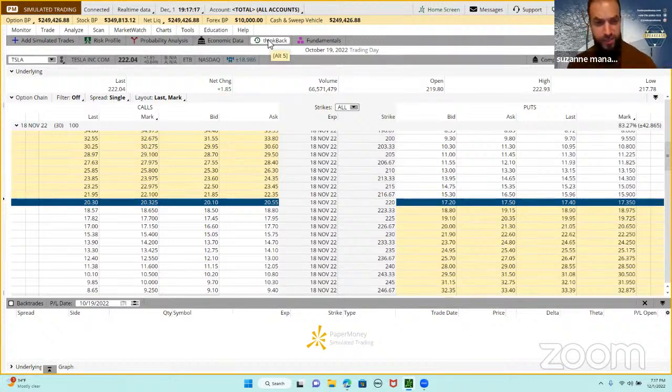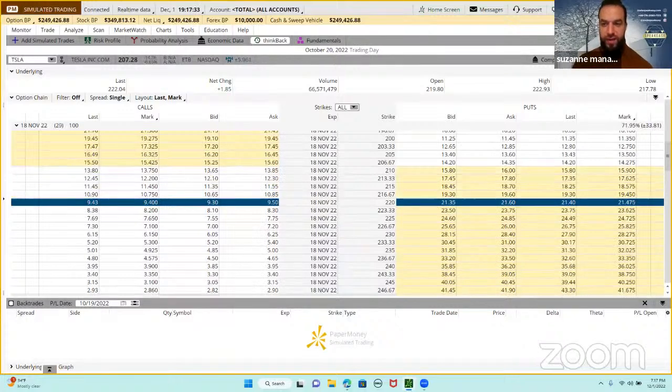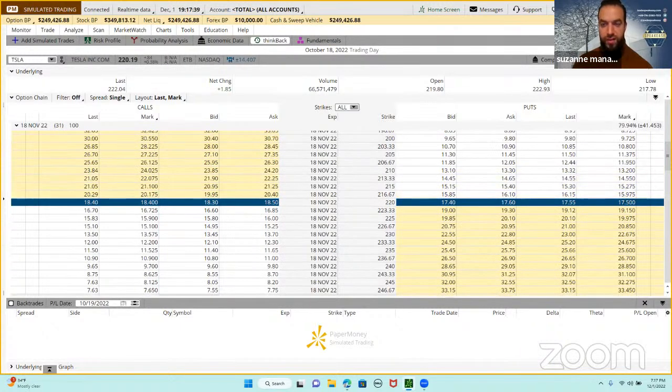Think Back tab does is it gives us historical options data. It's going to give us really accurate readings for volatility on specific dates. So you can change the date. Notice right now I have October 19th, but if I change the date, if I click up, we can notice that volatility is changing. If I click down, we can notice that volatility is changing.